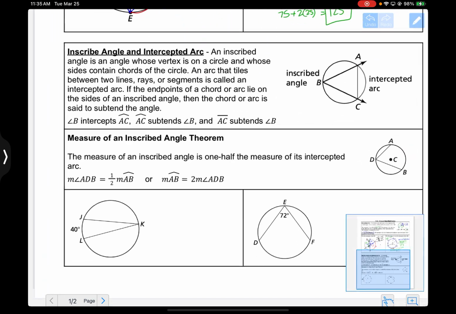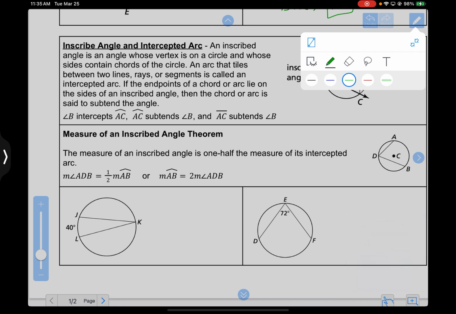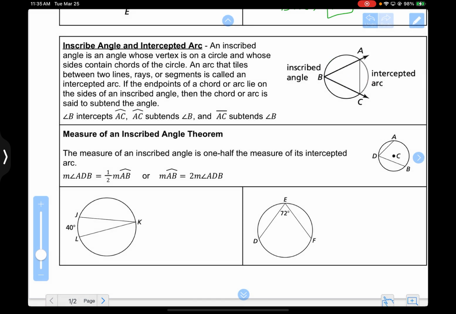So now we're going to talk about inscribed angles and intercepted arcs. So an inscribed angle is an angle whose vertex is on a circle. So because our B right there is on the circle, that makes angle ABC an inscribed angle. And the other thing that we're looking for is it's going to contain two chords. So the sides of our angle are going to be two different chords, which are lines that have their endpoints on the circle.